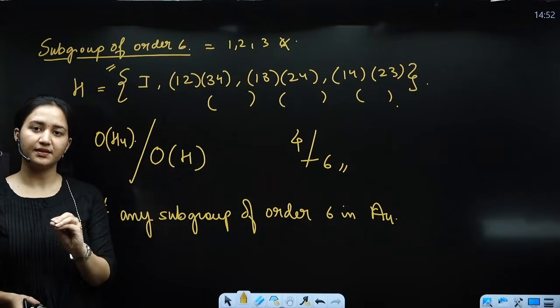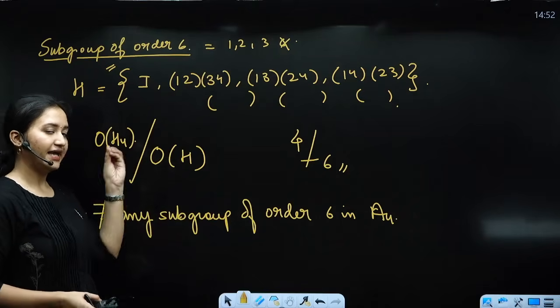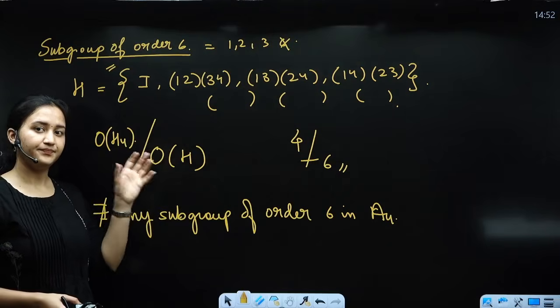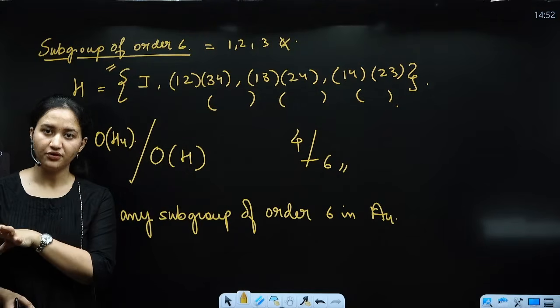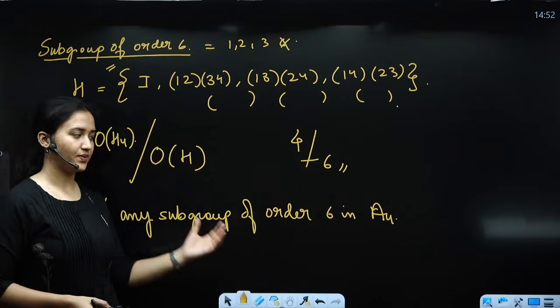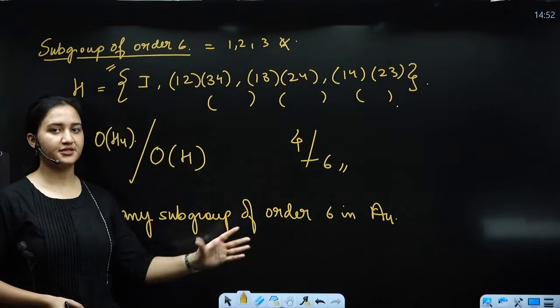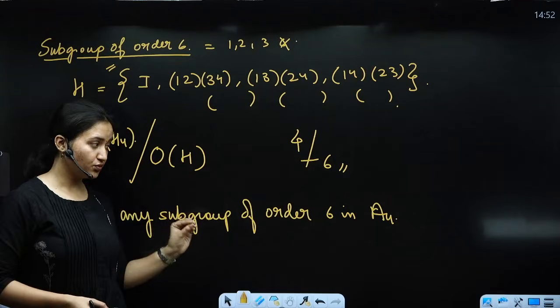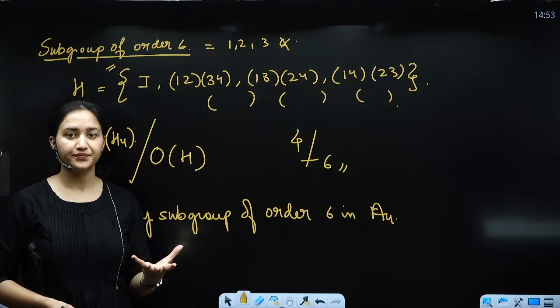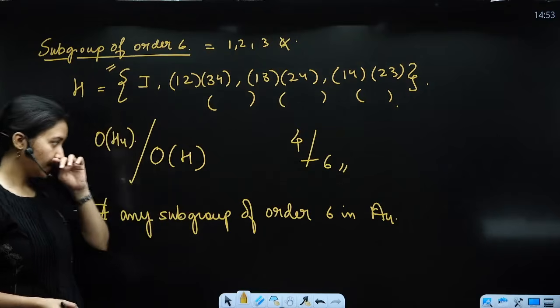Since H5 is a subset of H6, that means H5 in itself is a subgroup. So if H6 is a subgroup, then order of H5 is going to divide order of H6. But this is not possible. Why? Because 4 does not divide 6. That is why a subgroup of order 6 does not exist in A4. Through this only we are able to say that converse of Lagrange's theorem is not true, right? Chalo.